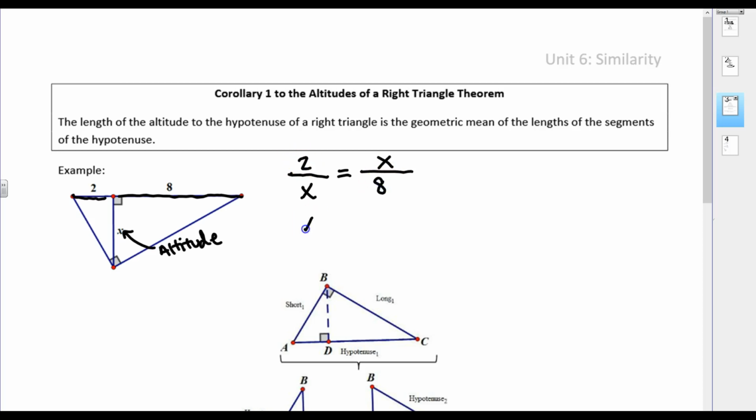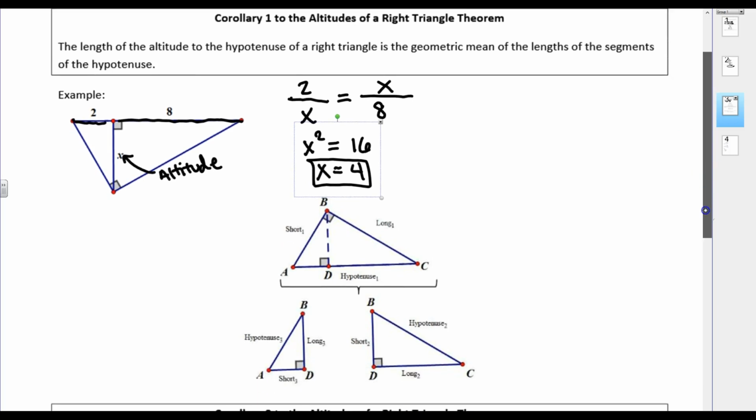And then we cross multiply. I get x squared equals 2 times 8, which is 16. So x must be 4. And that's all you got to do. So it's a quick and easy way to find pieces of a triangle where you don't have everything.